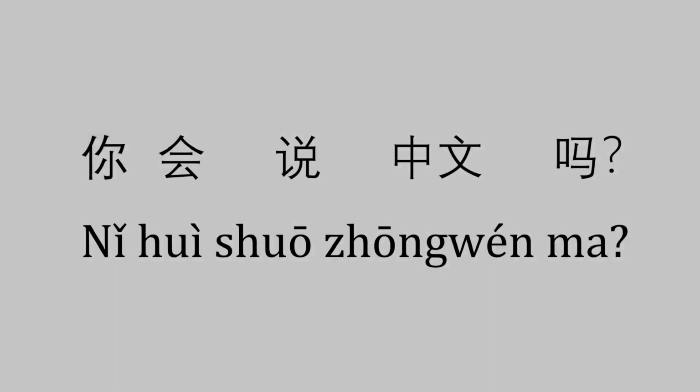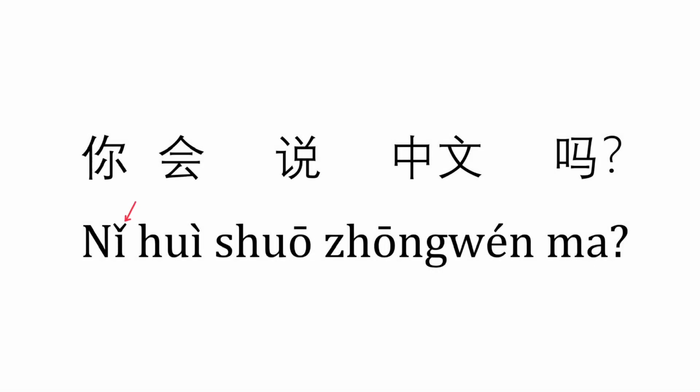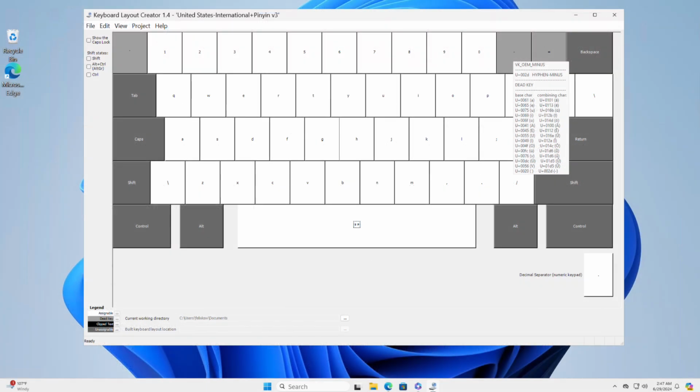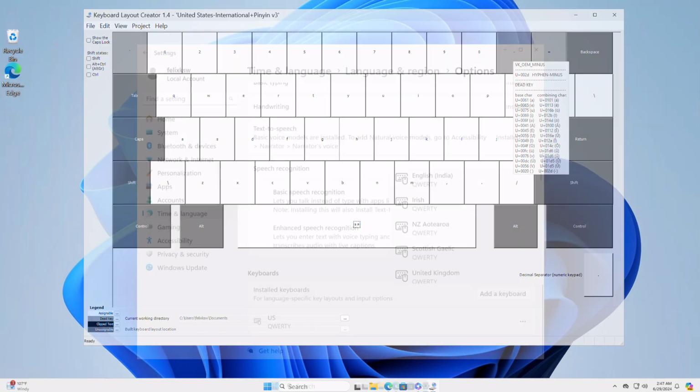Microsoft Windows does not have a built-in keyboard layout to type Pinyin tonal marks. This is very surprising, especially since it has many keyboard options to type French and Spanish accent marks. So this led me to create my own keyboard layout, which you can download and install totally for free.